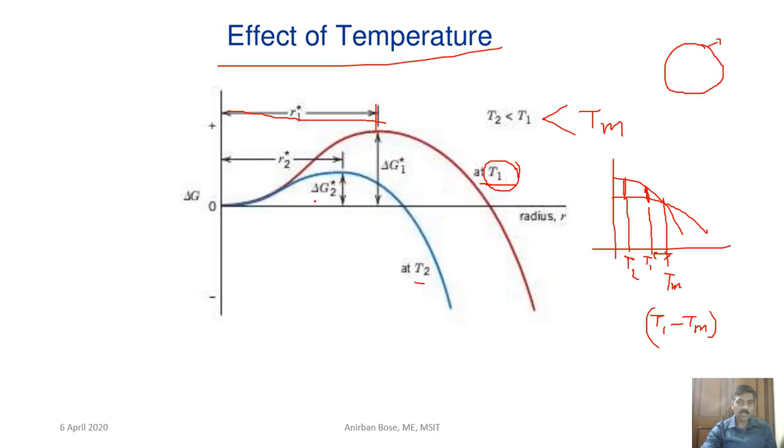On the other hand, you see that if it is T2, that means the degree of supercooling is very large. In that case, critical radius is very small. That means after reaching a small radius, it will grow. Okay, so definitely the effect of temperature you can understand in terms of critical radius also.